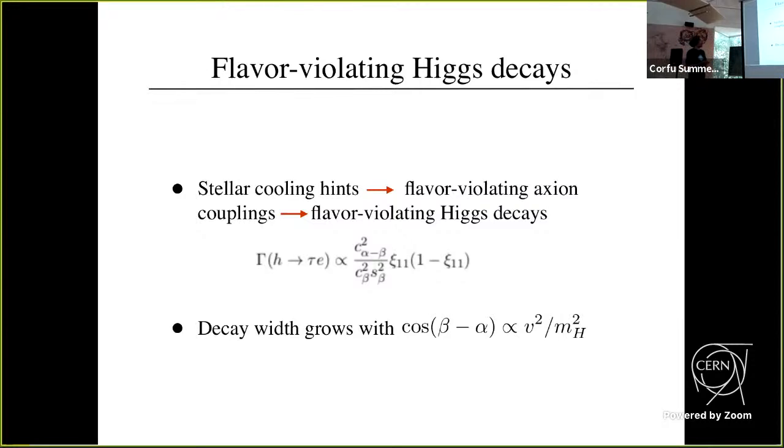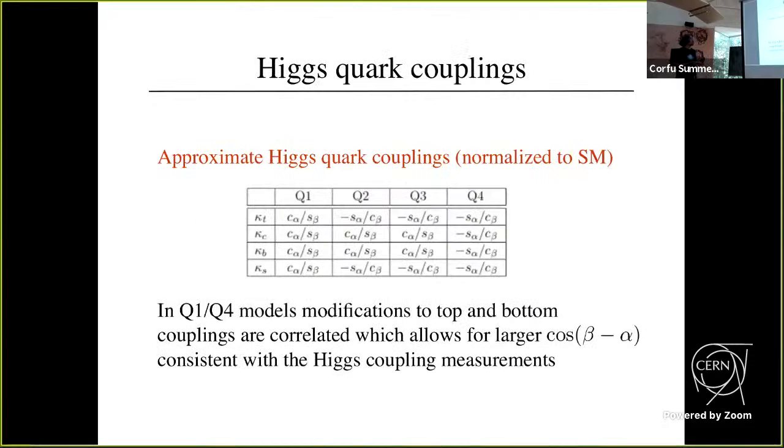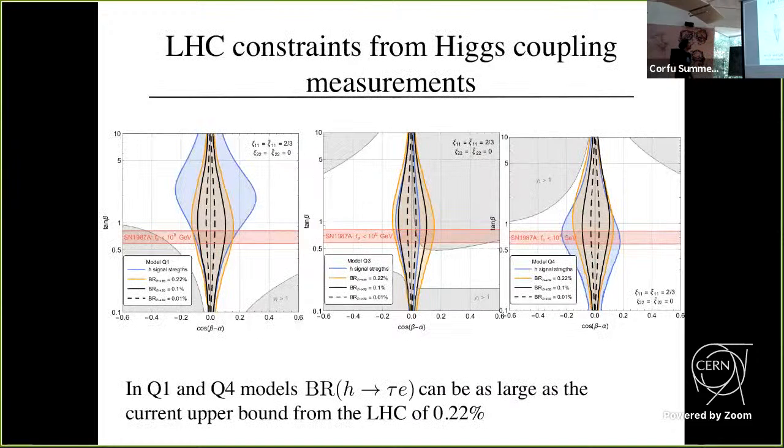So we parameterize the effects of the second Higgs doublet, as often done in two Higgs doublet models, by cos(beta minus alpha), which is set more or less by the scale of the second Higgs doublet mass. Okay, so there are different models, different charge assignments, which give different constraints from LHC, because basically to maximize the effects of Higgs flavor violating decays, we need to maximize cos(beta minus alpha), but this is also constrained by the standard LHC Higgs measurements.